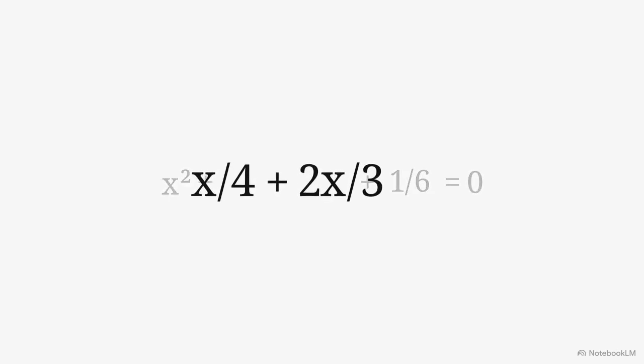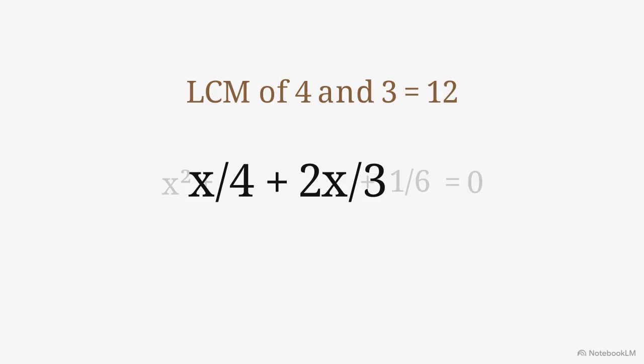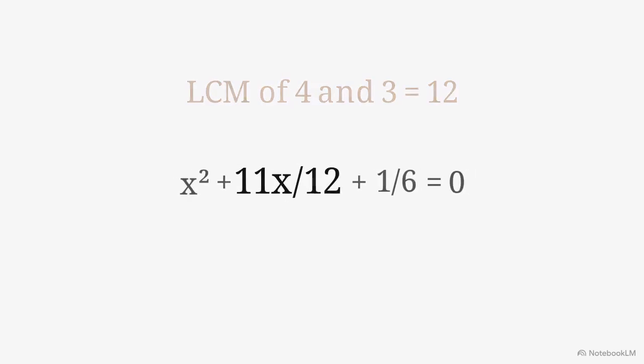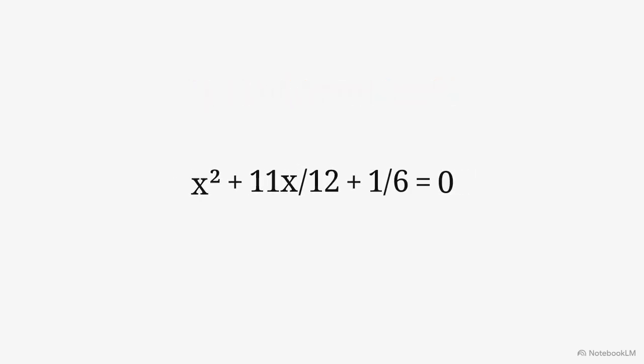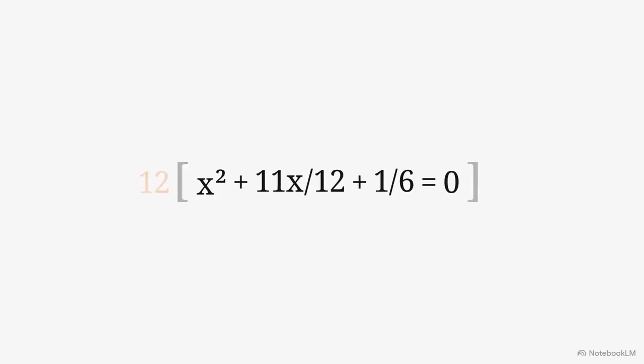To combine our middle terms, x/4 and 2x/3, we need a common denominator. The lowest common multiple of 4 and 3 is 12, so we convert x/4 into 3x/12 and 2x/3 into 8x/12. Now that the denominators match, we add the numerators. 3x plus 8x gives us 11x/12. Our updated equation is x squared plus 11x/12 plus 1/6 equals 0.